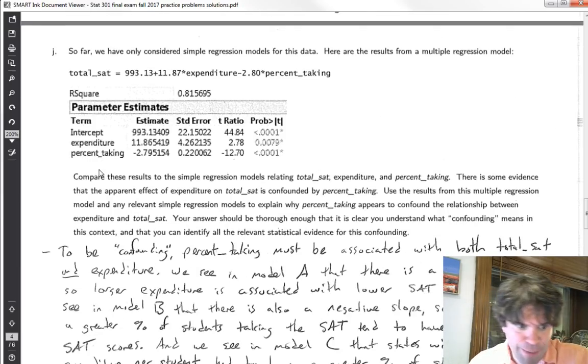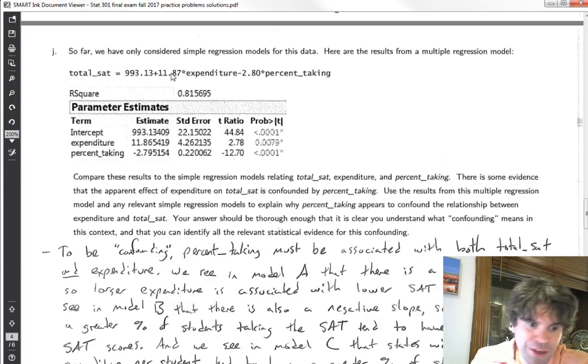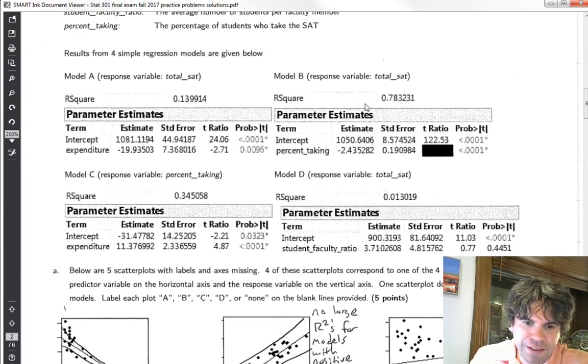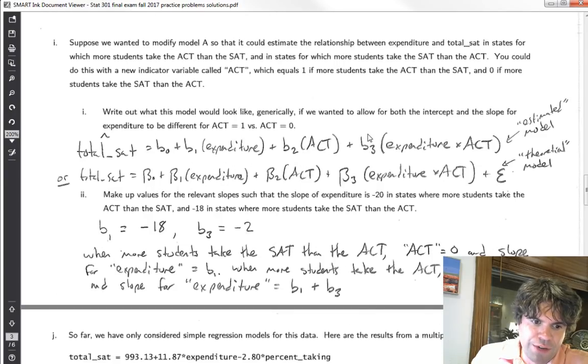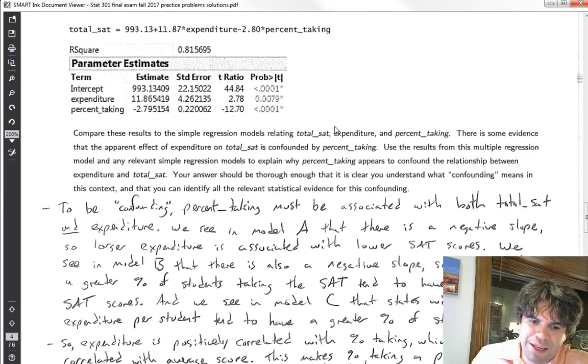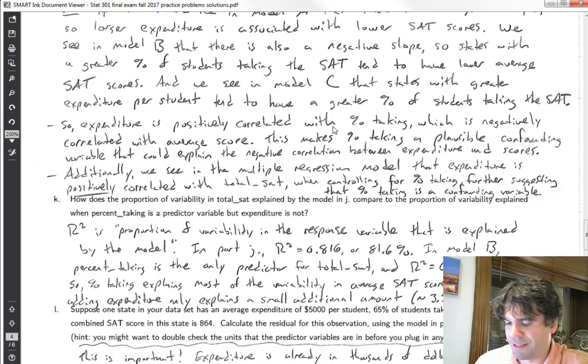Now when we add in expenditure, what do we get? R-squared equals 0.815 or 16, or 0.82 if you prefer. So we get a little bit of a boost from roughly 78% of variability in SAT scores being explained to roughly 82% of variability in SAT scores being explained. So a boost of 3 to 4% in the ability of the model to explain all the differences we see in average SAT scores across the different states.